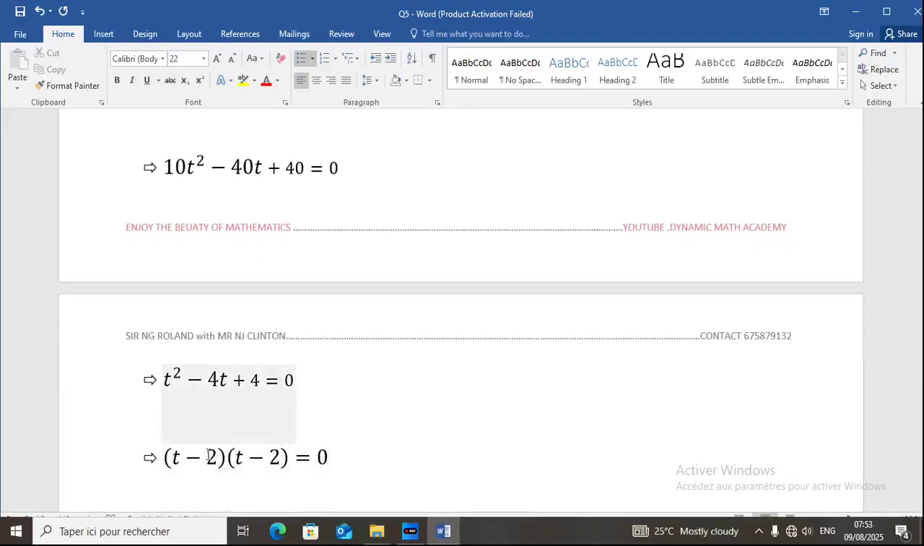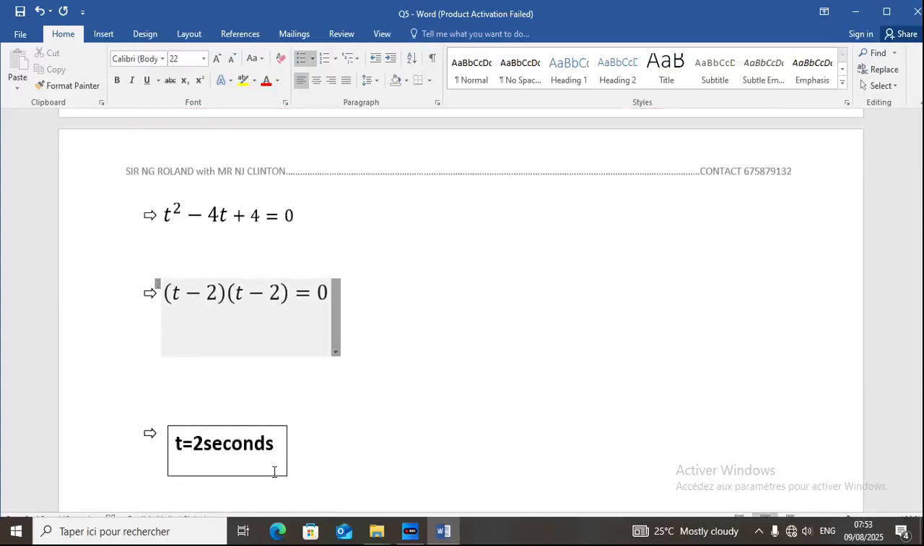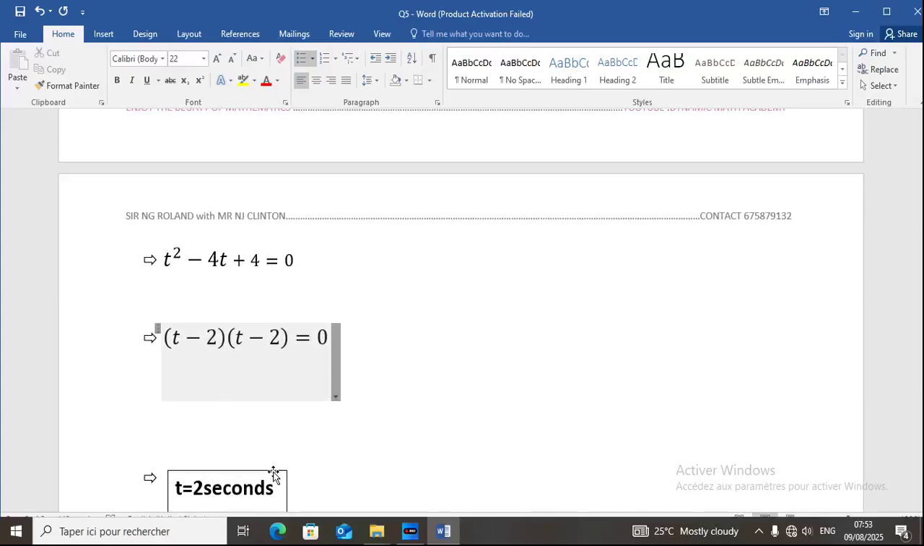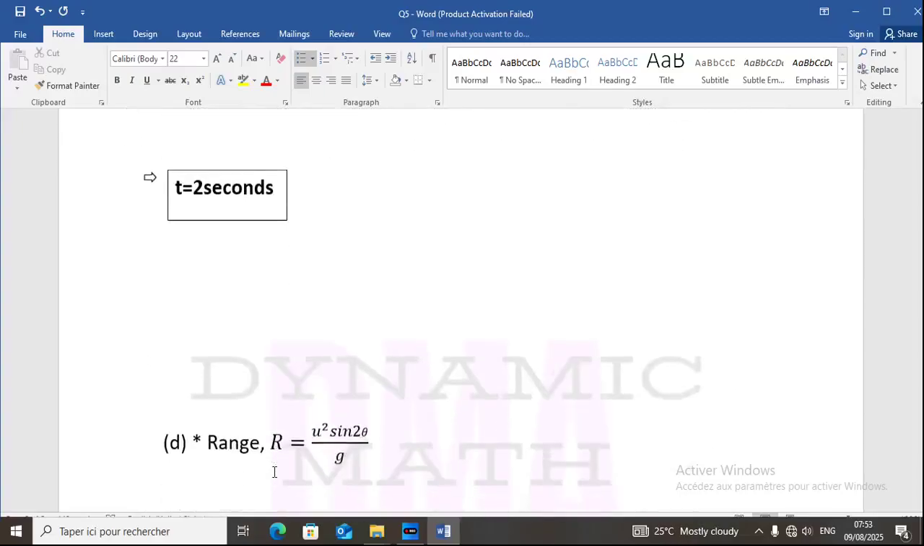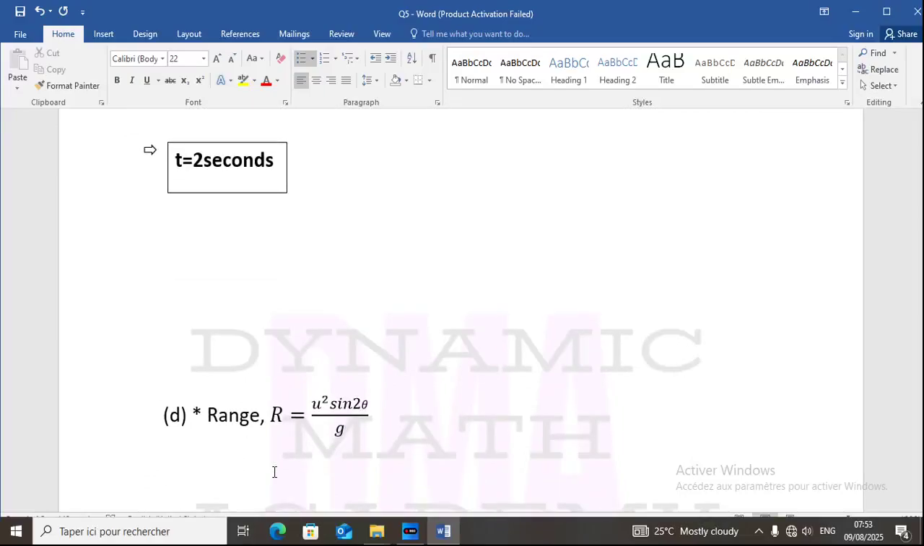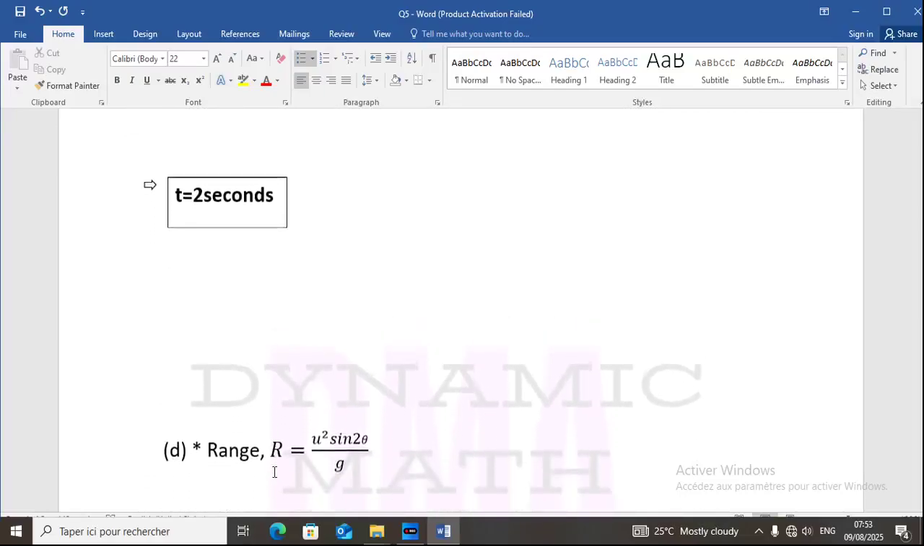And this is a square of a binomial. We're going to have t minus 2, t minus 2, and we're going to have t equal to 2 seconds. So the time taken to attain the maximum height is 2 seconds. Okay, now the d part.